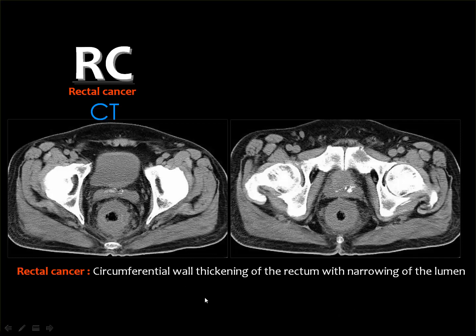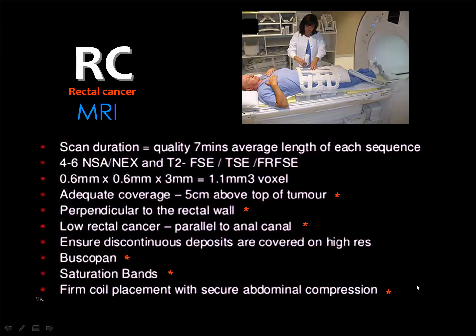CT actually has a limited capability in staging of rectal carcinoma because of its relatively low resolution. In this case, you can see that there is circumferential mural thickening of the rectum with stranding of the perirectal fat, as well as minute mesorectal lymph nodes. According to the literature, MRI is the best way for diagnosis and staging of colorectal cancer.